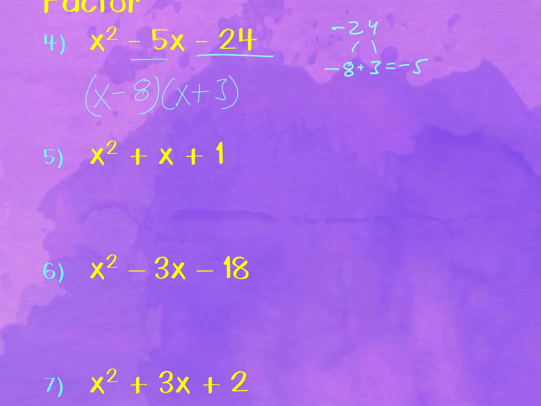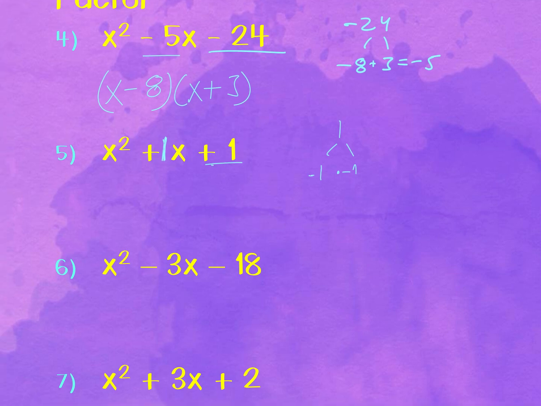With the next one, you're looking for numbers that multiply to 1 and add to 1. The only factors of 1, if I had to pick two of them, are going to be 1 times 1, right? Those are the only integer factors, or -1 times -1. But as you can see, none of these are going to add to 1. So really there's nothing that we can do to this. I'm going to say that this is not factorable.